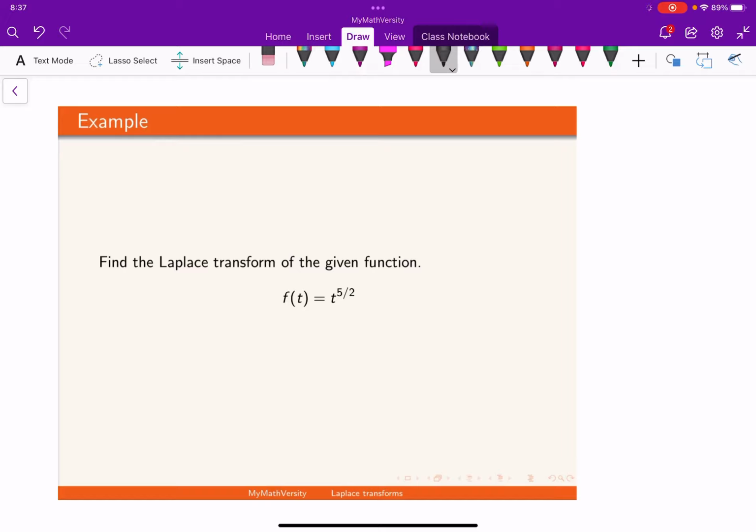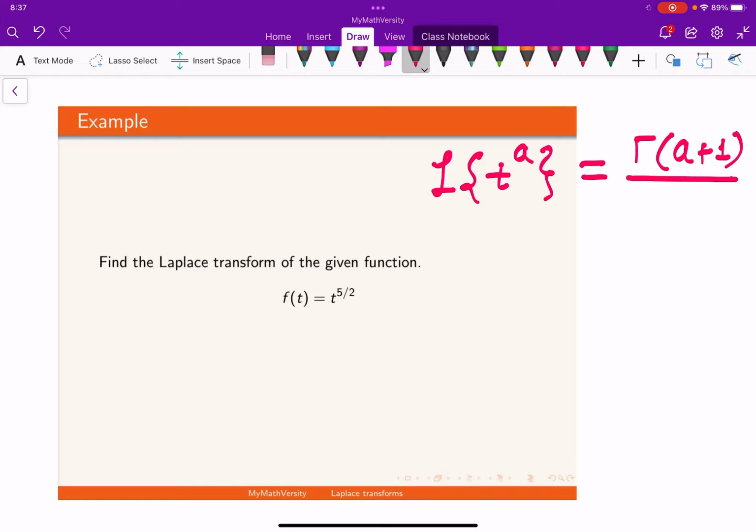We have now another function, which is given here as t to the power 5/2, and our goal is to find the Laplace transform of this function, which we want to do by using the table of Laplace transforms. So there is one formula we could look into in the table, where if you have t to the power a, then the Laplace transform of that is equal to gamma of a plus 1, and underneath that we have s to the power a plus 1.